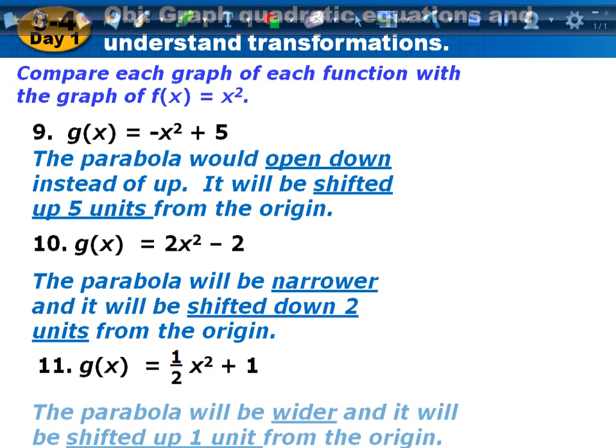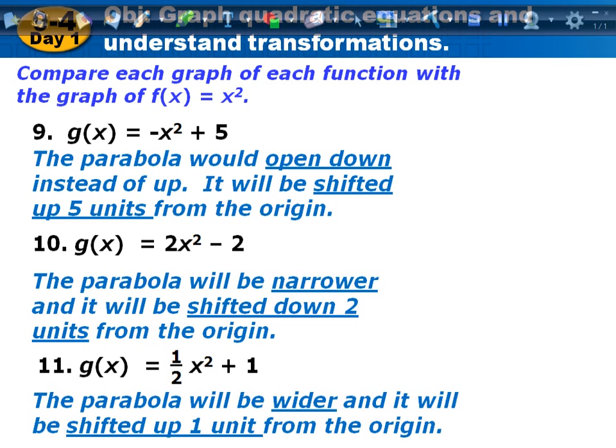Number 11, if we look at the number in front of the x squared, it's 1/2. Since it's a fraction or a decimal that's between 0 and 1, it's going to make it wider. So you're going to put the parabola will be wider. And it will be shifted up 1 unit from the origin because the +1 on the end is going to shift it up 1 unit from the origin. Again, if you need to change or add or subtract anything to what you wrote, please feel free to do that at this time.